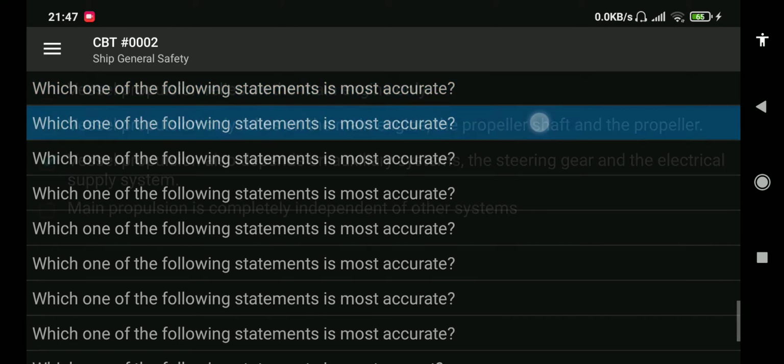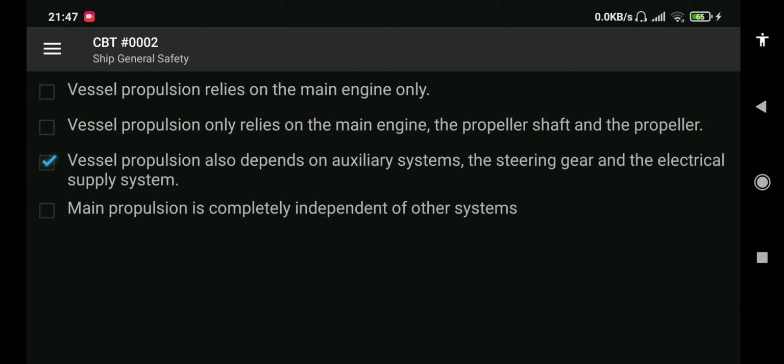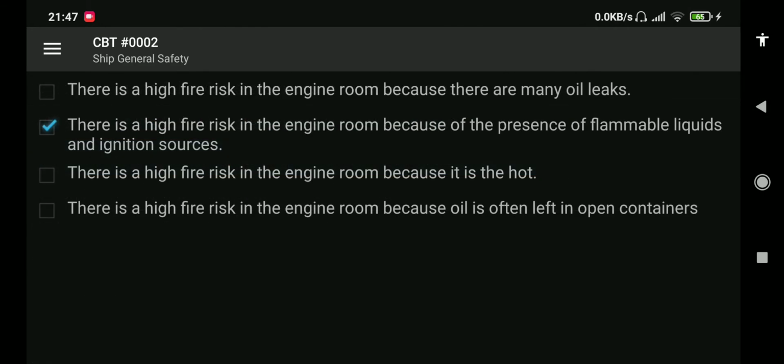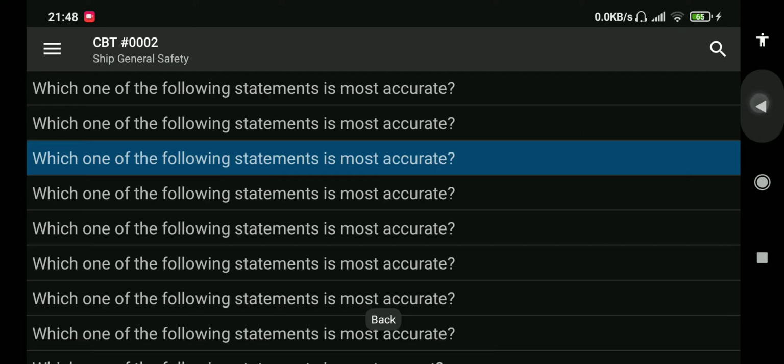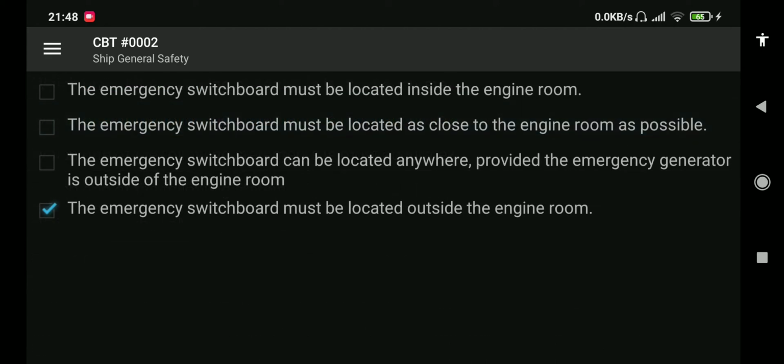Next, vessel propulsion always depends on the auxiliary system, steering gear, and electrical supply system. Next, there is a high fire risk in the engine room because of the presence of flammable liquids and ignition sources. Next question. The emergency switchboard must be located outside the engine room. So, for your information, the emergency switchboard must always be located outside the engine room for emergency purposes.